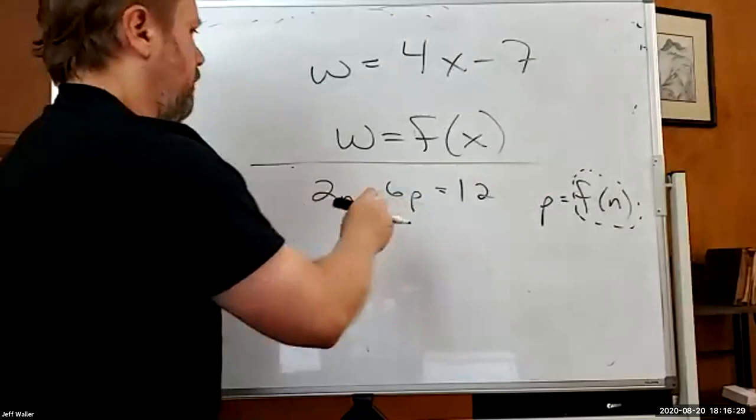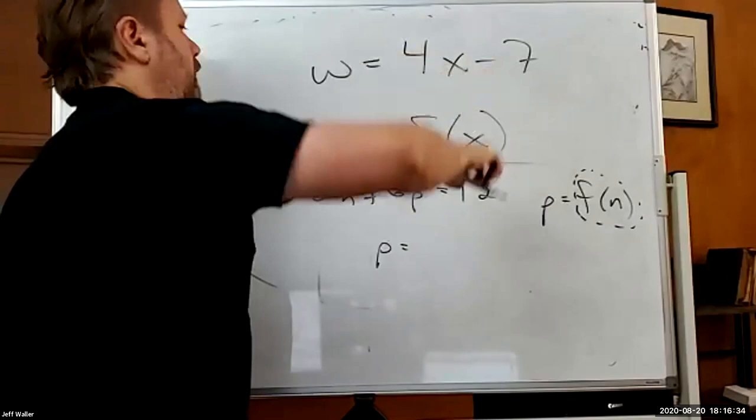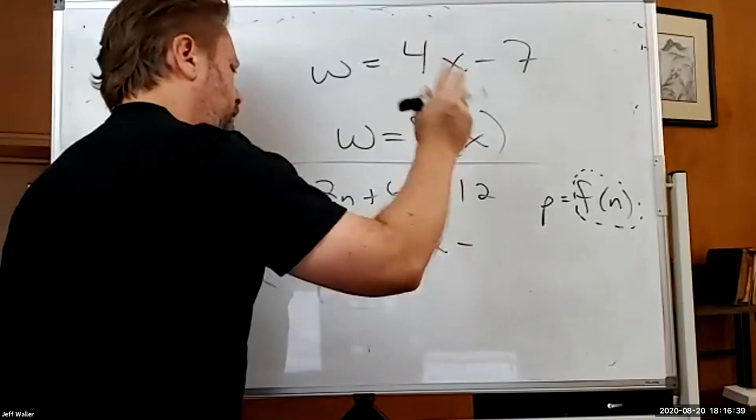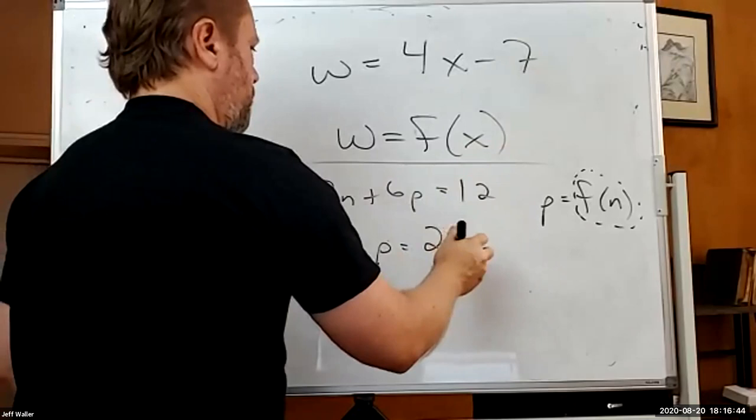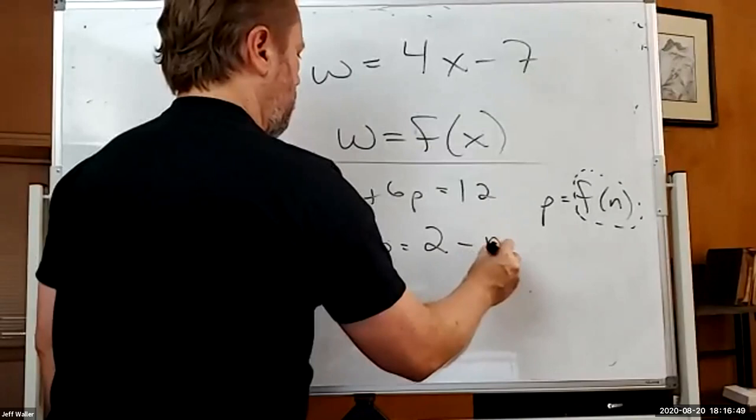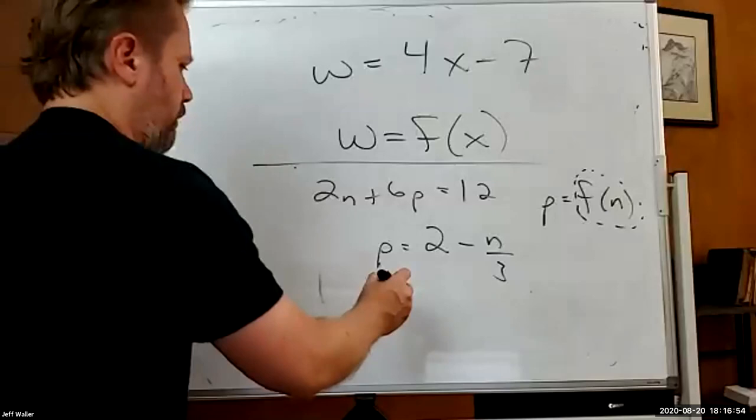So yeah, I'm just going to solve this for p. So I'm going to subtract 2n, divide by 6. And what am I going to get? I can't think right now. Help me out, everybody. Subtract 2n, divide by 6. I'm going to get 2 minus n. Why am I having trouble today? 2 minus n over 3. There it is.